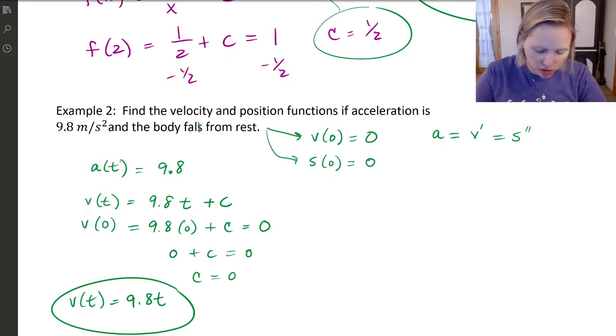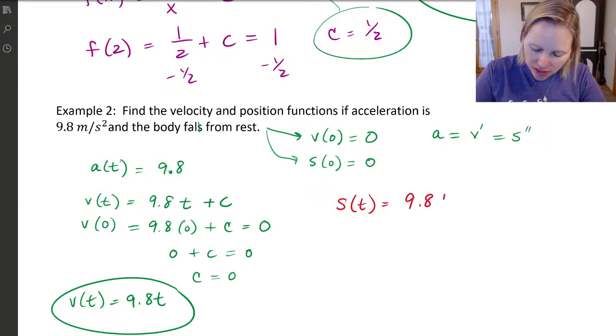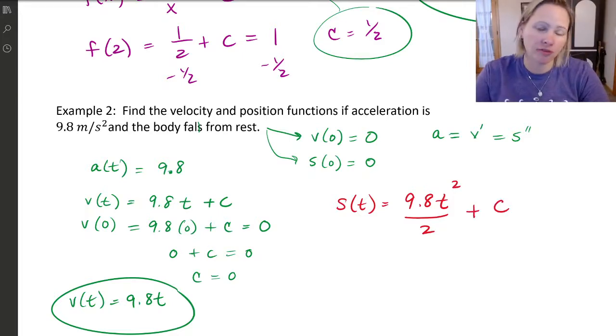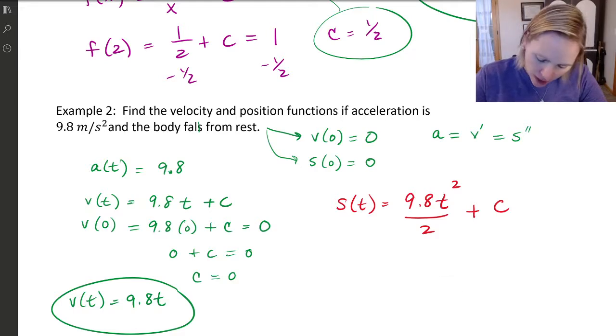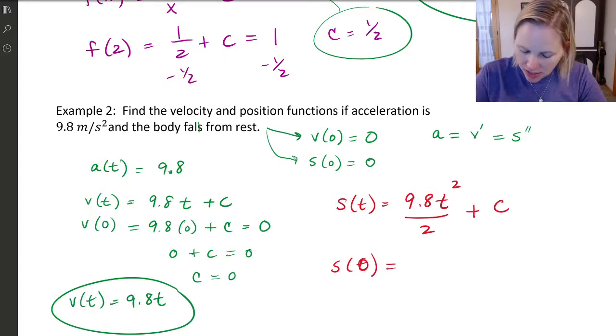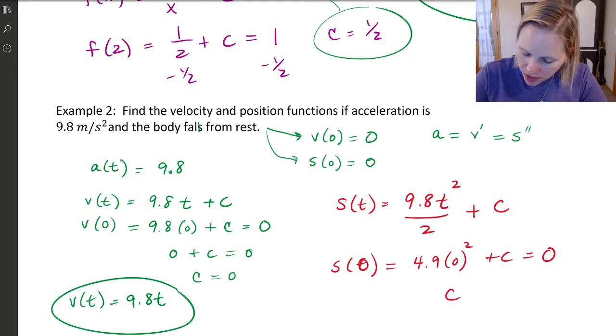Now I need to find my position function. Now my position function is the antiderivative of velocity. So I'm going to start with that 9.8t, and my position function will be 9.8t squared. I raise the exponent by 1 and then divide by the new exponent, plus some constant c, which we're going to figure out, right? So s of 0 is, and let's see, 9.8 divided by 2 is 4.9. So 4.9 times 0 squared plus c, and that also equals 0. Lucky me, both constants are 0. That's not always the case.